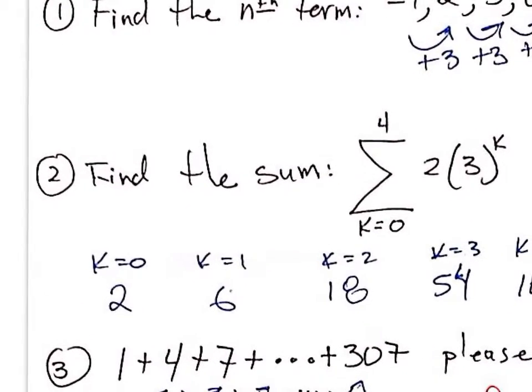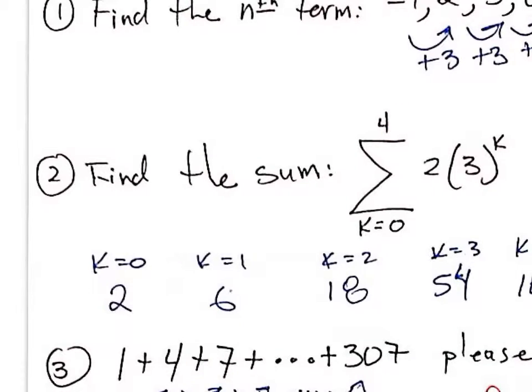Number 2. Find the sum. So a little review of the sigma notation. This is our explicit formula. We start with k equals 0, and we plug in k equals 0, k equals 1, k equals 2, k equals 3, and k equals 4. That's what we end with. All those numbers are then added together.